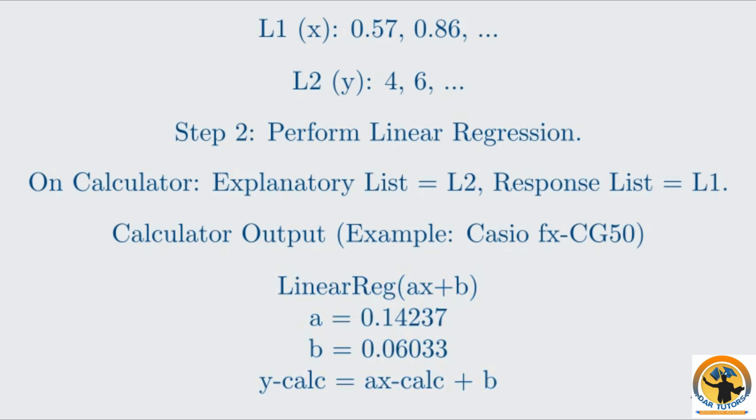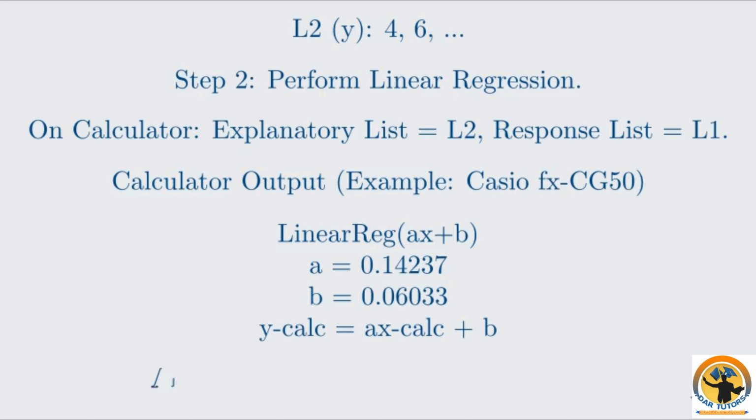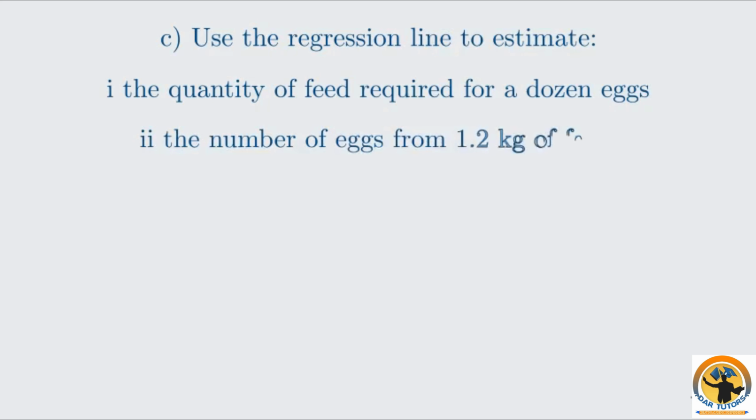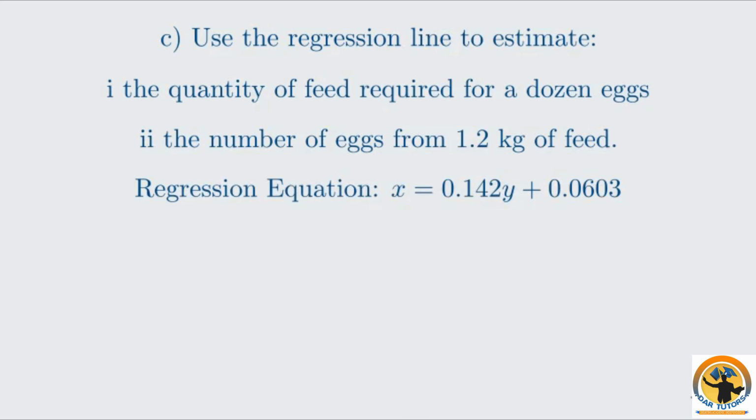So we get x = 0.14237 times y + 0.06033. Rounding to 3 significant figures, the regression line of x against y is x ≈ 0.142y + 0.0603 kilograms. Finally, part C asks us to use this line for 2 predictions. The regression equation we just found is our prediction model. x = 0.142y + 0.0603.